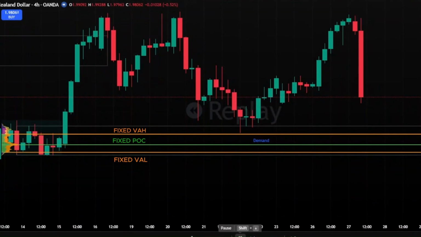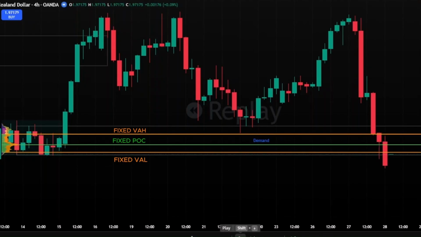But this is the most important example I'm about to show. Price starts moving back into this demand zone. And at first glance, this looks like a potential buying opportunity because price is returning to a location where buyers were previously active. Watch what happens next.